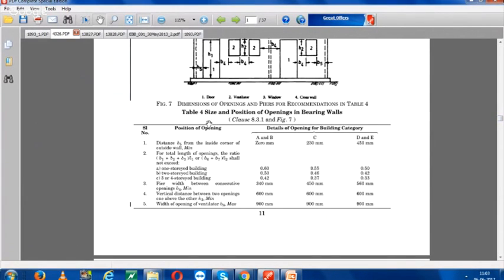Table number 4, size and position of opening in load bearing walls. D type and E type building, distance B5. Here all the things are written. Only you need to design your building according to your question. You need to consider B type building, cement sand ratio, positioning of the walls, everything you need to calculate.